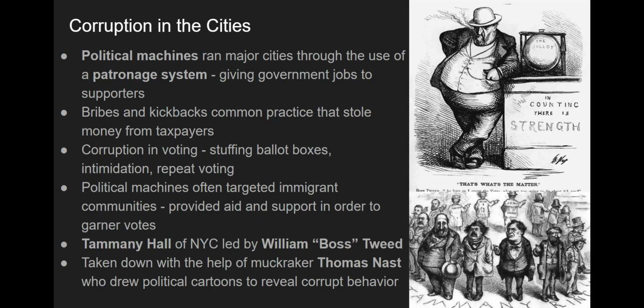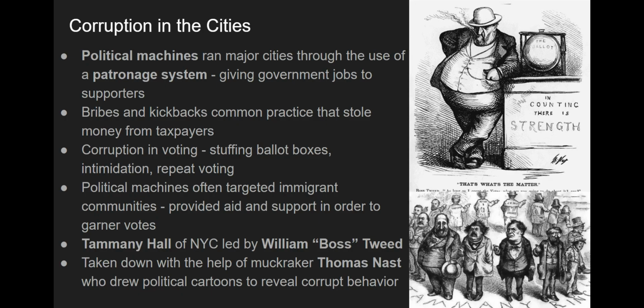So we're going to go through this issue by issue to get a sense of what people were doing about all of these things that I just described. So first of all, corruption in the cities. A term you need to know, political machines. Political machines operated in pretty much every major city in the United States, which operated mainly through using what's called a patronage system. It's kind of like the spoils system we talked about before. And this is where you give government jobs to supporters.